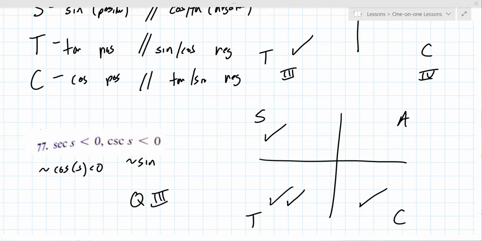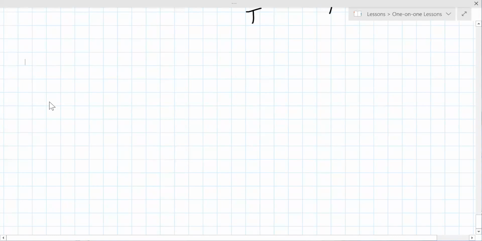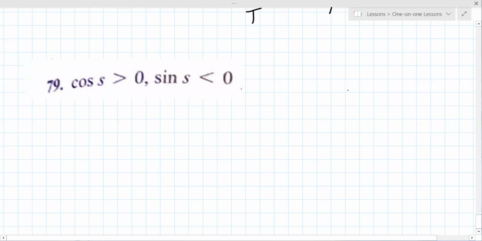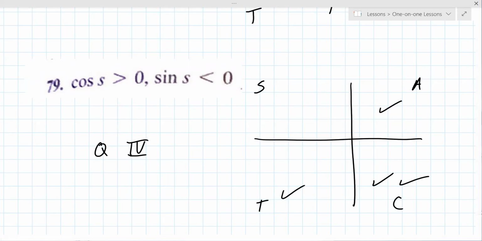All right, 79. Cosine is positive, so positive x, negative y, so right 1, down 1, so that's Q4. It helps that it's written there. All students take calculus. Cosine's positive, sine's negative, so it's quadrant 4. All right, I think that's everything.